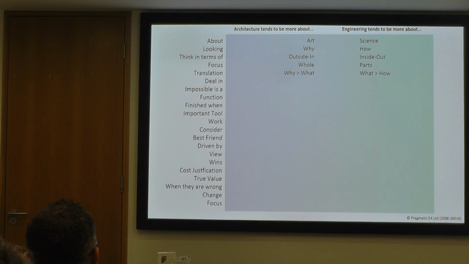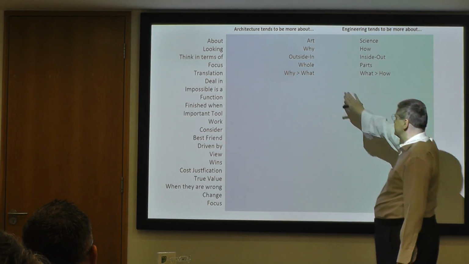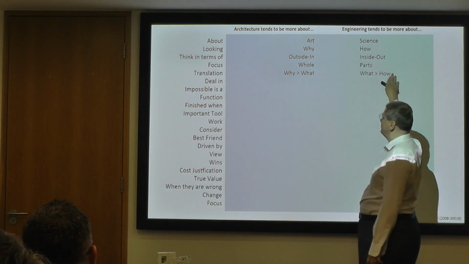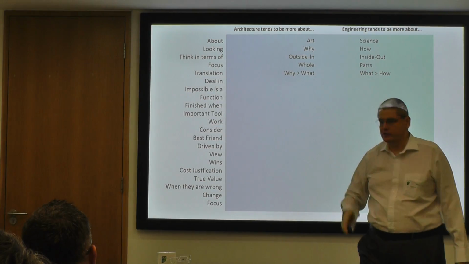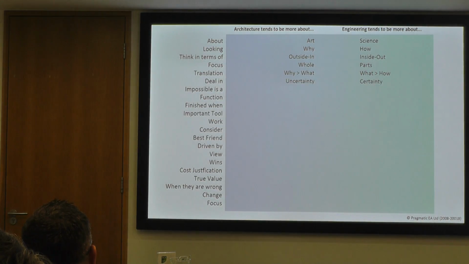In translation, we're going from the why to the what, or the what to the why, depending on how you use the words, whereas engineering is going more from the what to the how. So you can see maybe the what is in the middle, so we go from why to what to how. Maybe this is in the area of that third middle thing that you're thinking about. Architecture tends to deal in uncertainty.